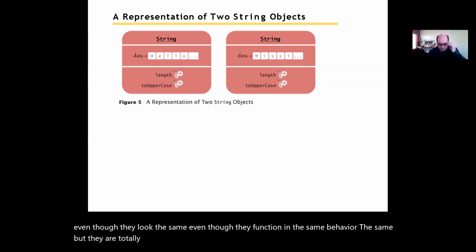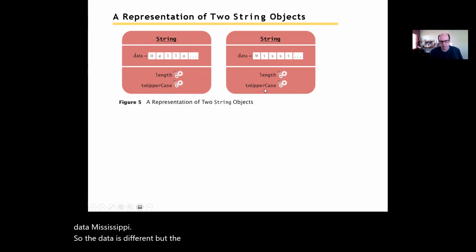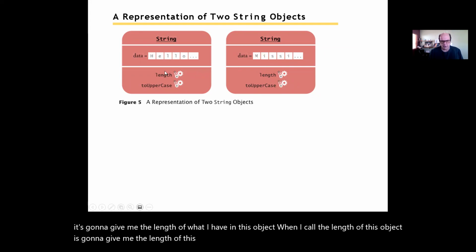And that's what we do in the program. So in this case, I have two different objects of the class String. One of them has the data hello. The other one has the data Mississippi. So the data is different, but the methods are the same. When I call length on this object, it's going to give me the length of what I have in this object. When I call length on this object, it's going to give me the length of this object. Same thing with toUppercase, and same thing with other methods that we may have.